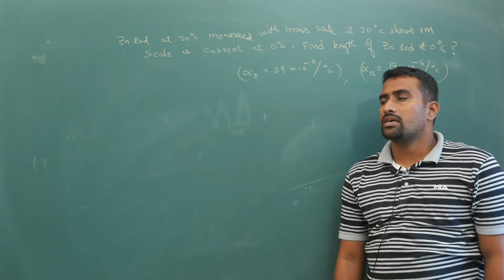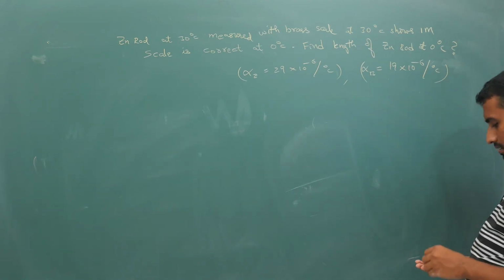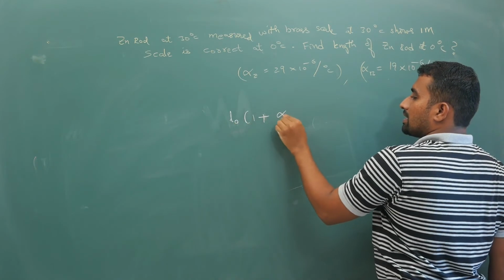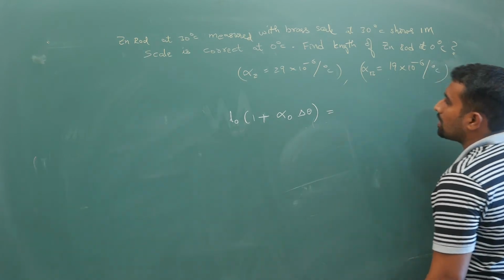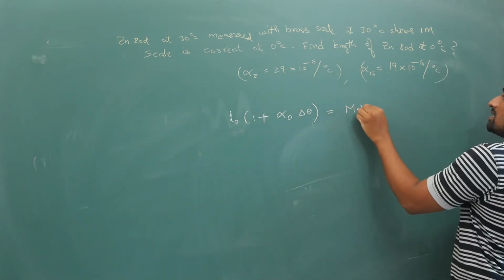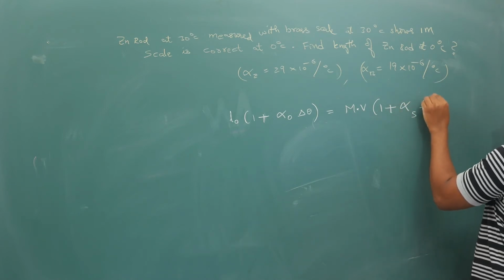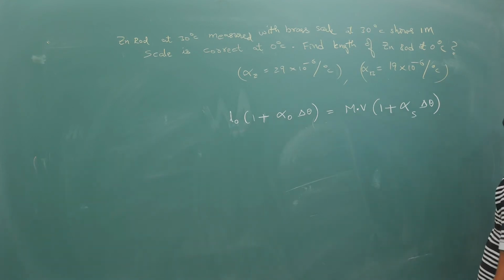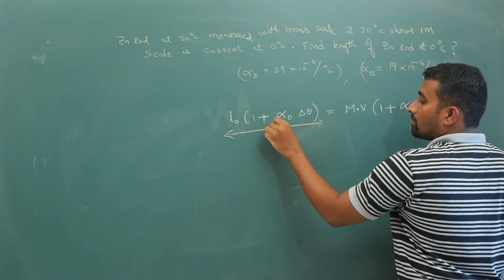Okay, so try this question. So the scale is correct at 0, right? That means L naught times 1 plus alpha of object into delta theta is equal to measured value times 1 plus alpha of scale into delta theta. Okay, so when both are expanding, here both are expanding because from 0 they have brought to 30. So at 30 degrees centigrade, together this length is given as how much?